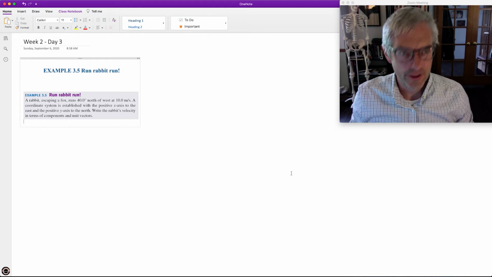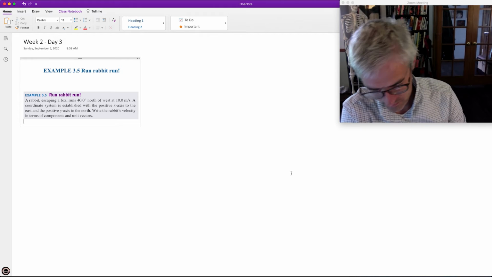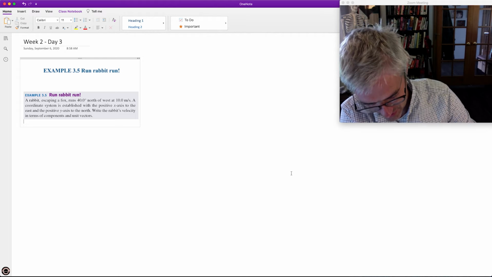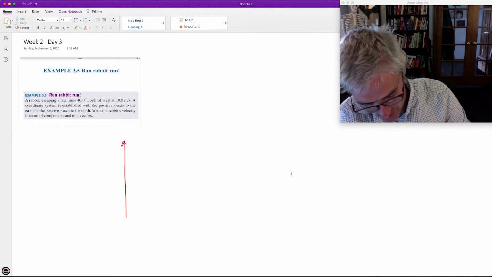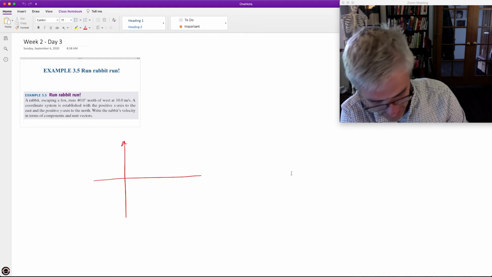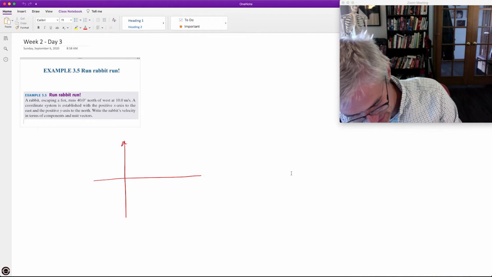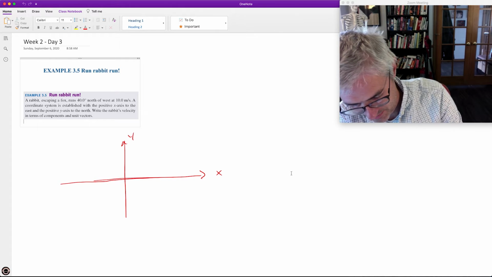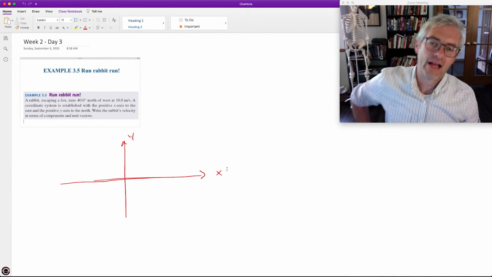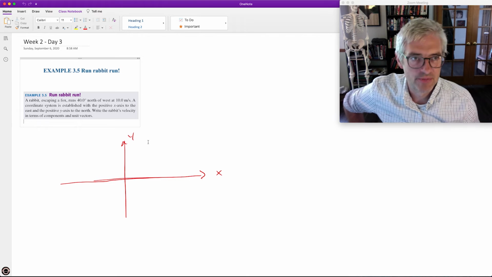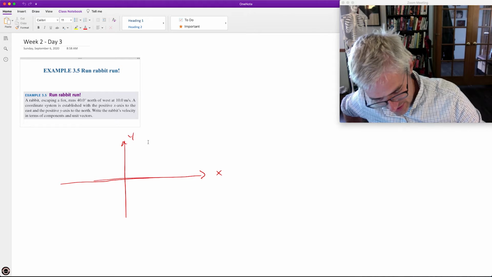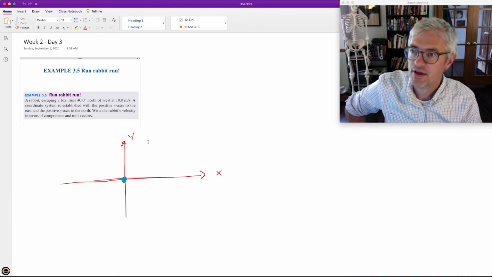So we'll start with our coordinate system. I'll draw that. So nothing too fancy. It says north is the positive y-axis, and then east is the positive x-axis. So our axis looks like that. Now we want to represent its velocity vector. So I'm going to treat the rabbit, all right, its center of mass is right here at the origin. And now let's draw it.